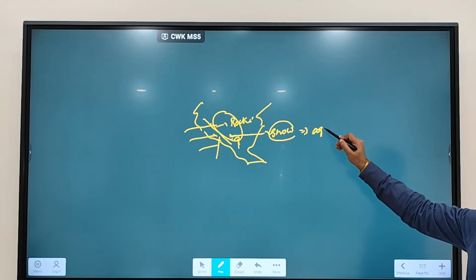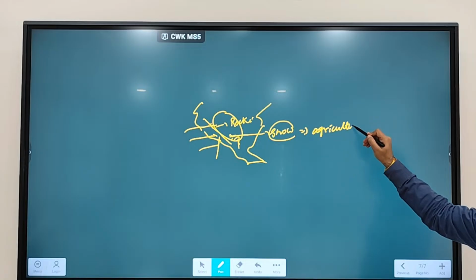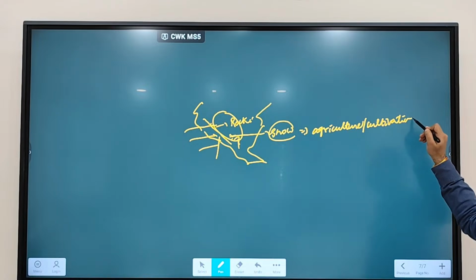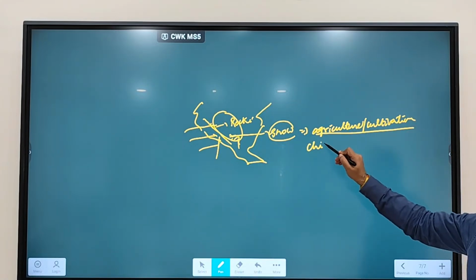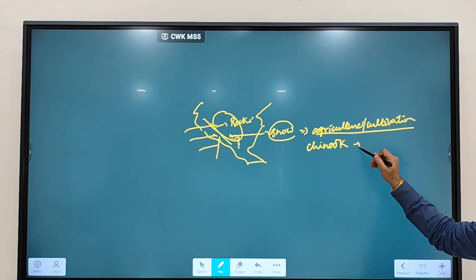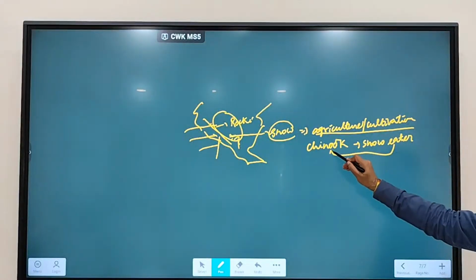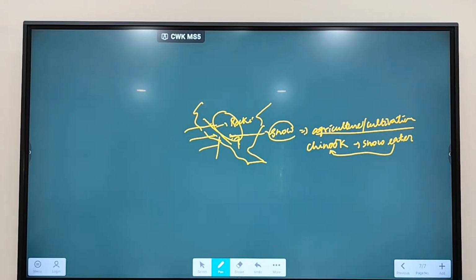That's what makes agriculture possible. It makes cultivation possible. That is why the name given is Chinook. Chinook means snow eater, one which eats the snow. When wind descends onto the other side, it melts the snow lying on the fields. As a result, cultivation becomes possible. Fine. So that's why the name given is Chinook.